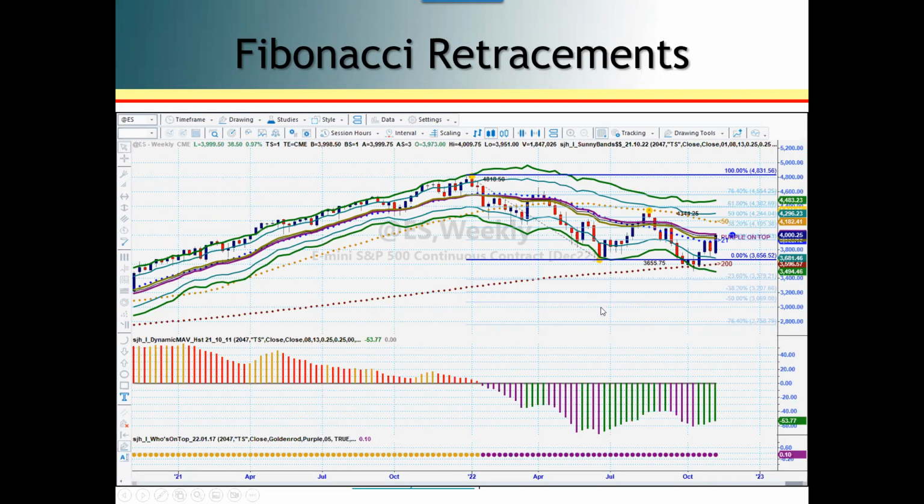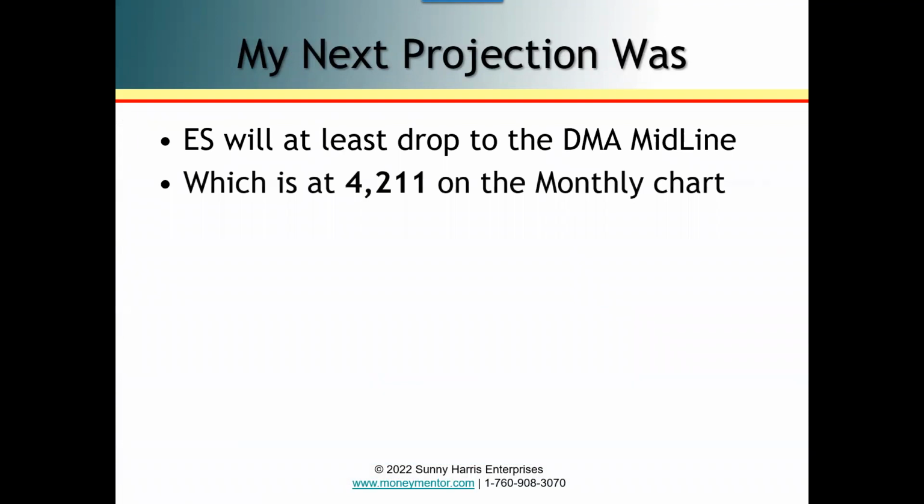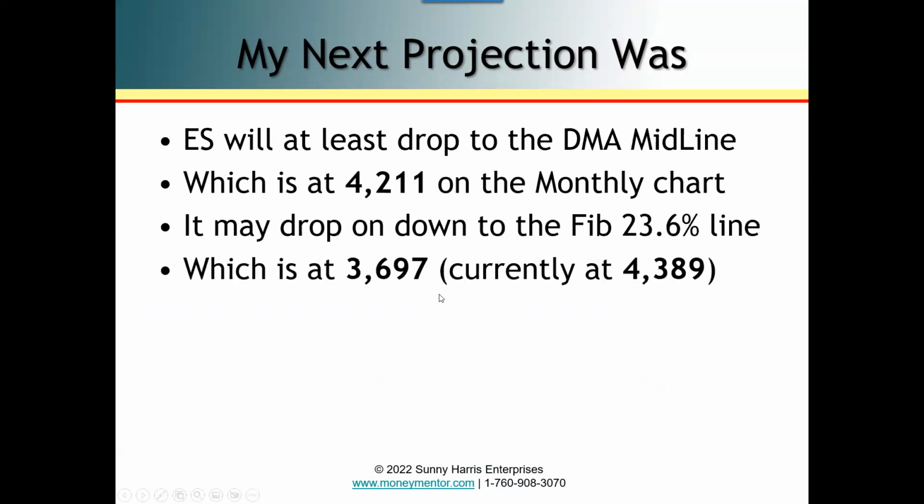a long signal there. My next projection was that the ES would drop to the DMA midline, which was at 42.11 on the monthly chart, and maybe on down to the Fib 23.6 line, which is at 36.97. Currently, we're at 43.89. Let's see, we're at 4007 at the moment on the chart.